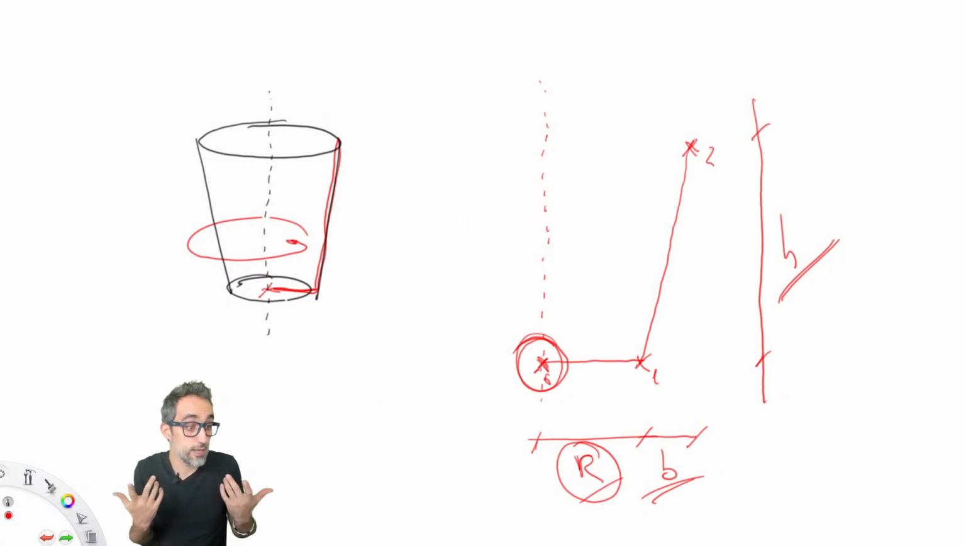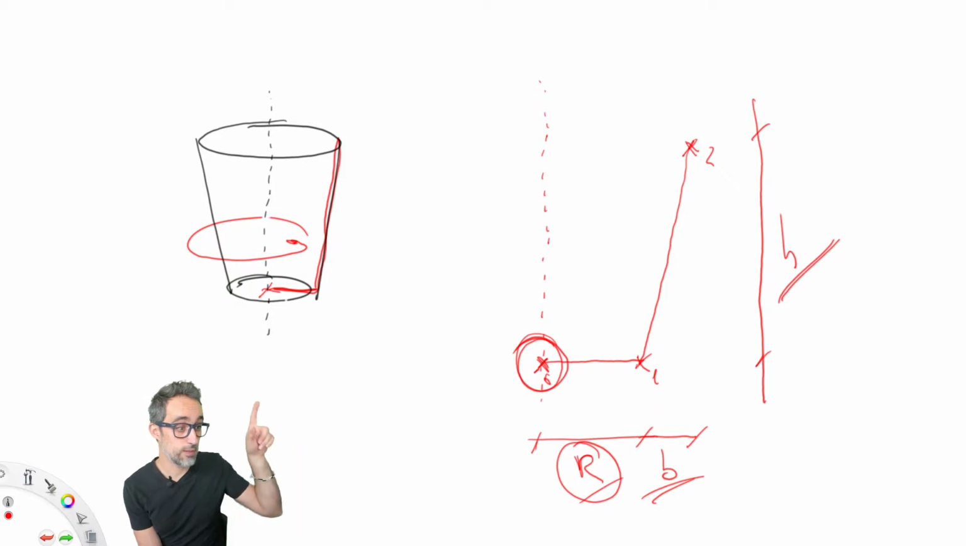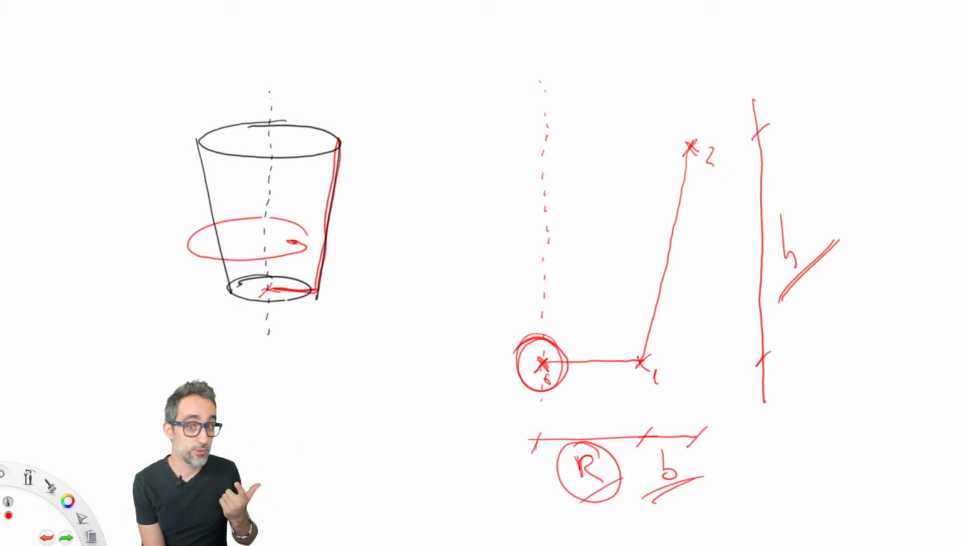And now the only thing that I need to do is I need to find, I already have point number 0, the one at the center. I need to find point number 1 and point number 2. How do I do that?